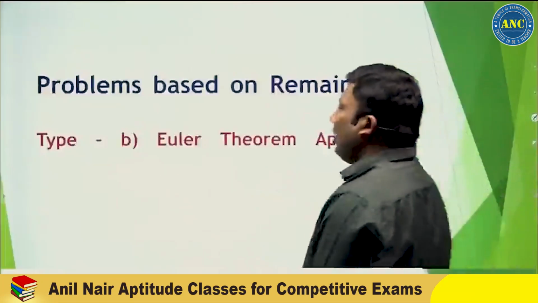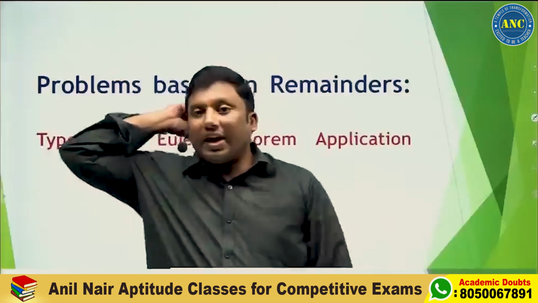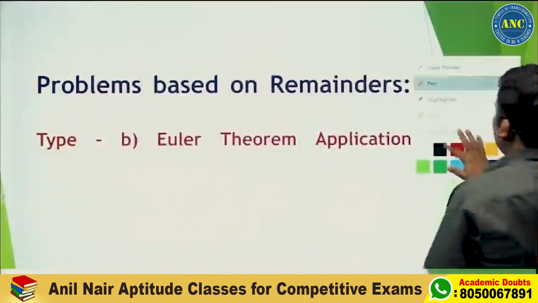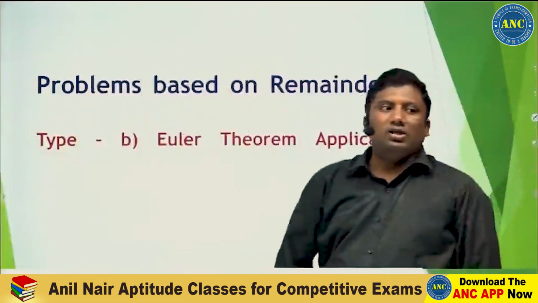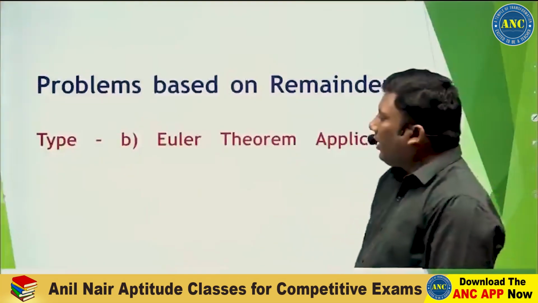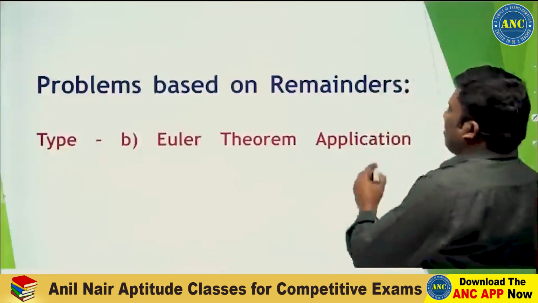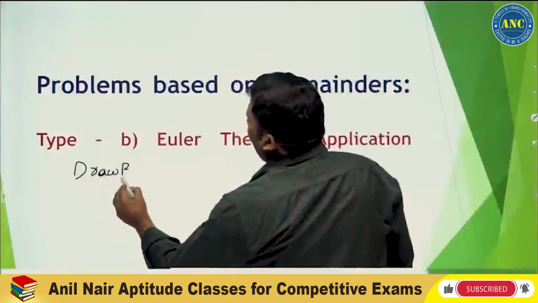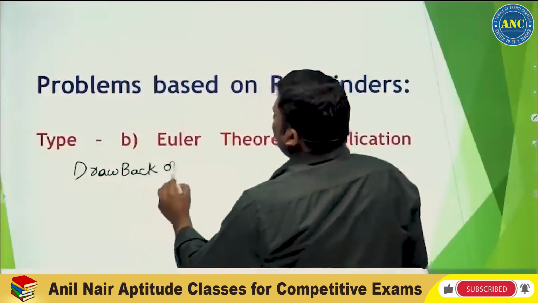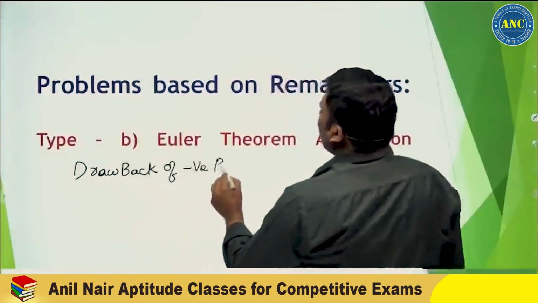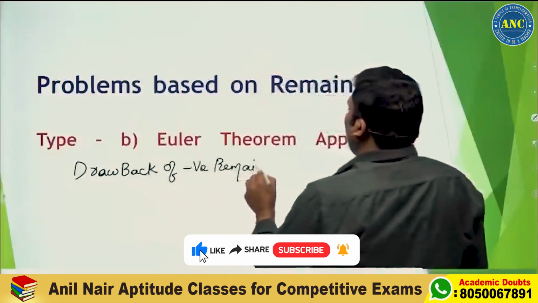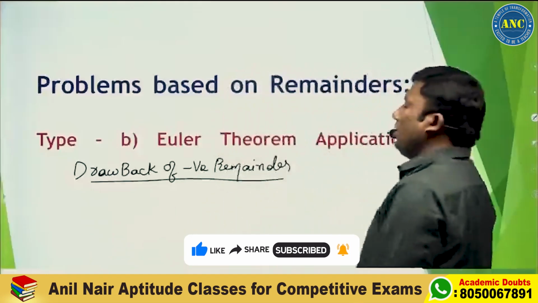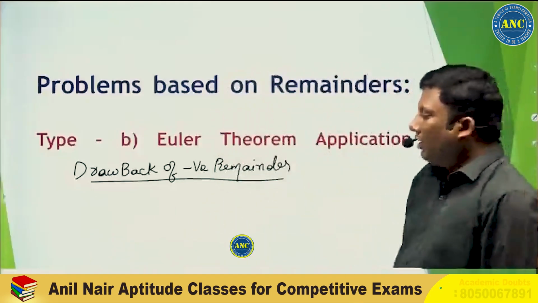Question. Now, till now, we discussed the negative remainder concept, but there is a drawback with it. What is the drawback of the negative remainder concept? Why are we discussing Euler's theorem? Why should we know Euler's theorem, and how does it help us solve questions much faster?